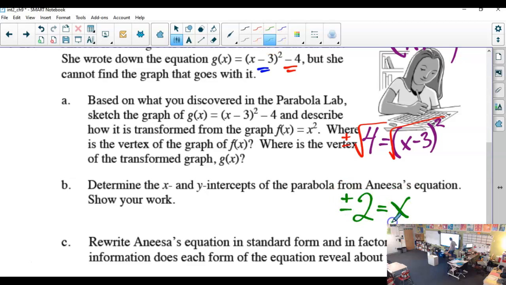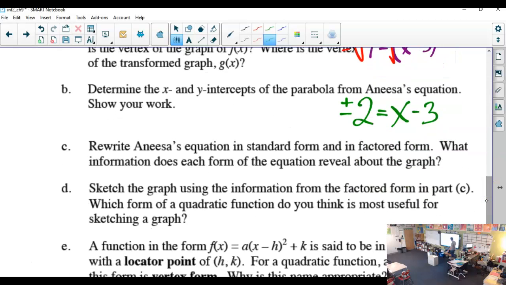So plus 2 equals x minus 3, and then minus 2 equals x minus 3. So then we solve for x. 3 plus 2 is 5, and 3 minus 2 is 1, and there are our zeros. If we isolate x, we add 3 to both sides. That's how I got positive 3 with the plus or minus 2.